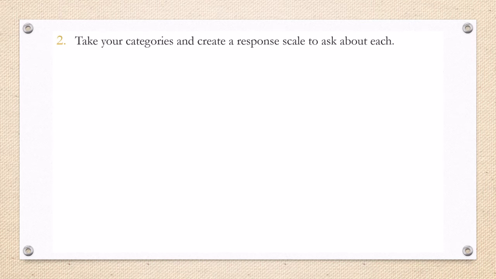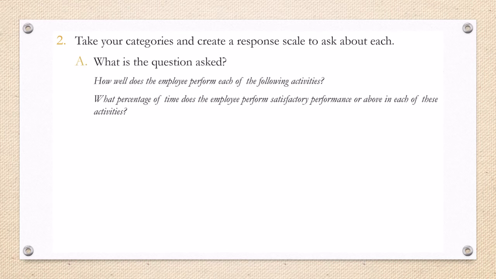So after you create your instructions, you're going to take your categories and create a response scale to ask about each item. So what is the question that's going to be asked? Some examples might be, how well does the employee perform each of the following activities? Or what percentage of the time does the employee perform satisfactory performance or above in each of these activities?